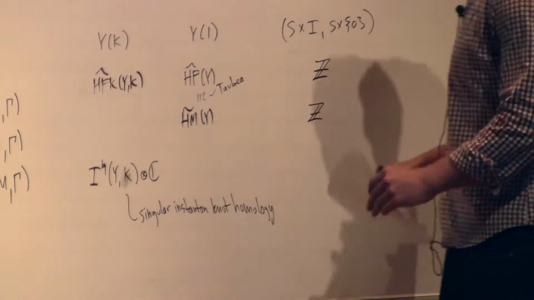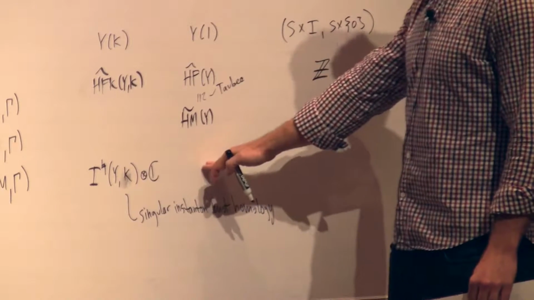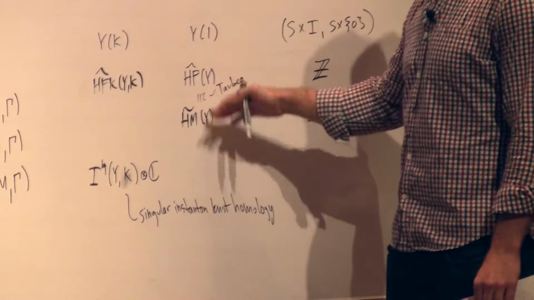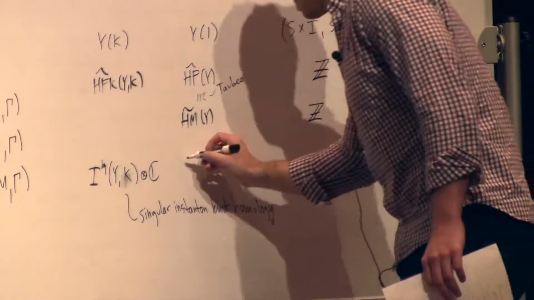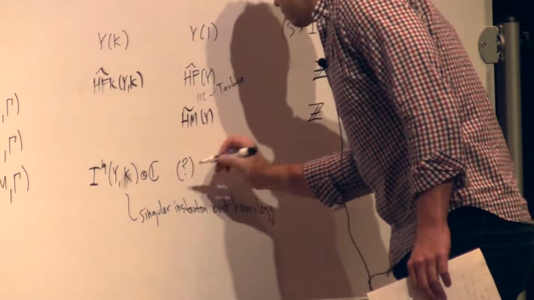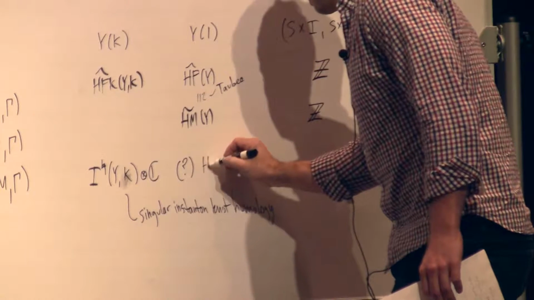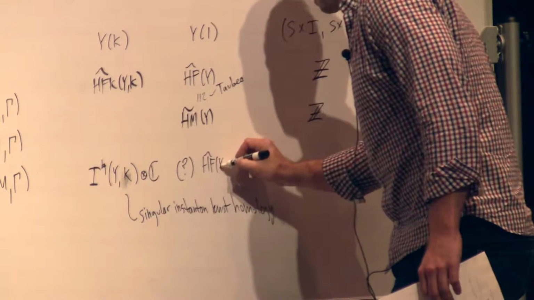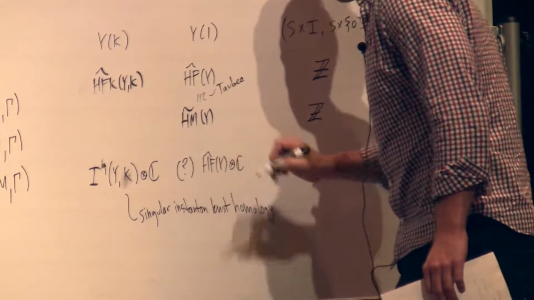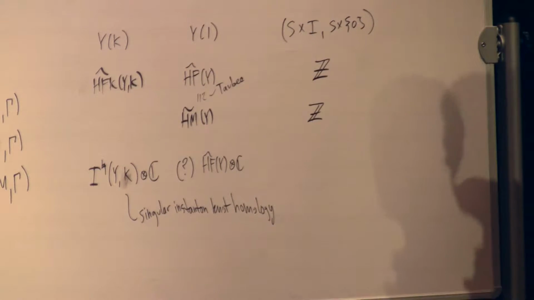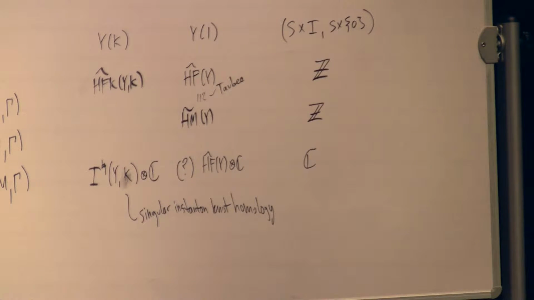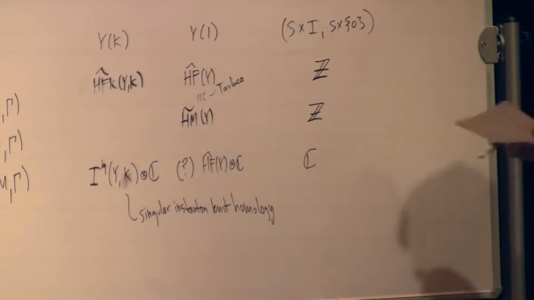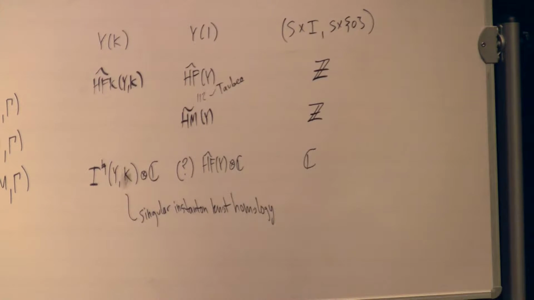So it's not so clear how what you get in this case is related to any of the invariants in Heegaard Floer homology or monopole Floer homology. It's maybe conjectured that what you get here is isomorphic to the Heegaard Floer homology of Y tensor C, but that's not known right now. For the product sutured manifold, again, you just get something of rank 1. Okay, so this is the setting we're working in.